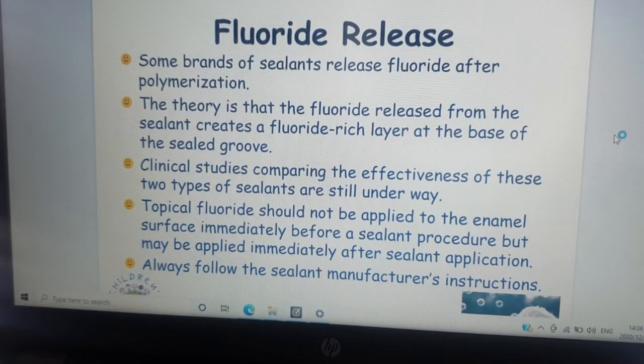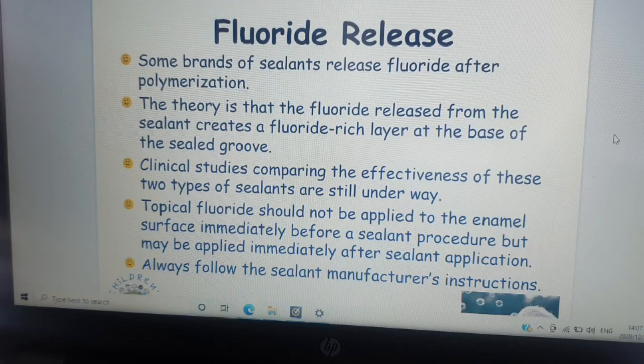I have mentioned earlier on, ladies and gentlemen, that there are some sealants that actually release fluoride beneath the tooth after polymerization, that is after actually curing the sealant. So that type of information you will find on the leaflet that is basically provided by the manufacturer as part of their instructions. Now, the theory behind this is that fluoride release from the sealant creates a fluoride rich layer at the base of the sealed groove after polymerization, as I'd mentioned before.